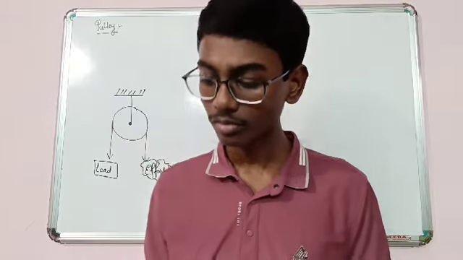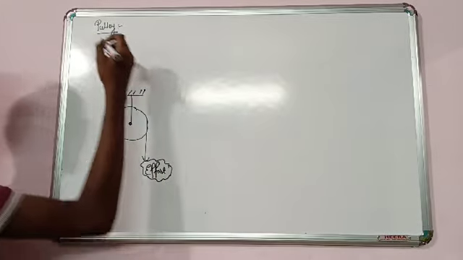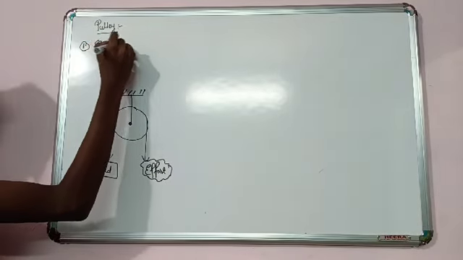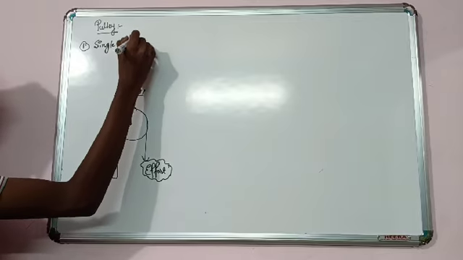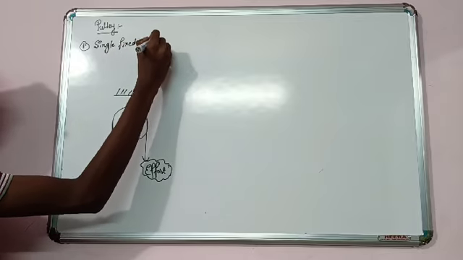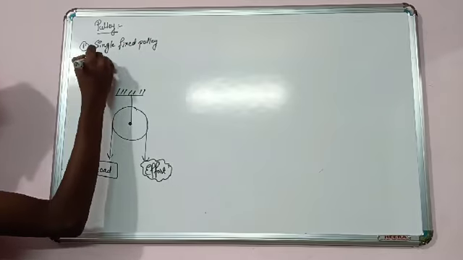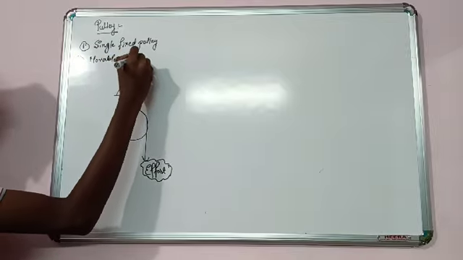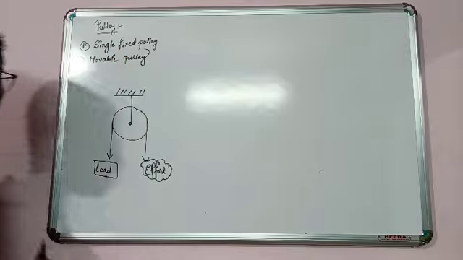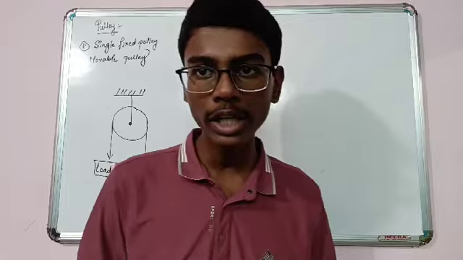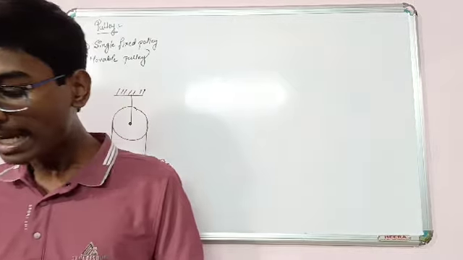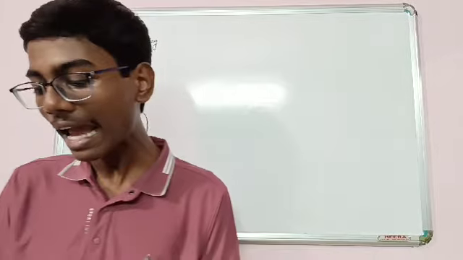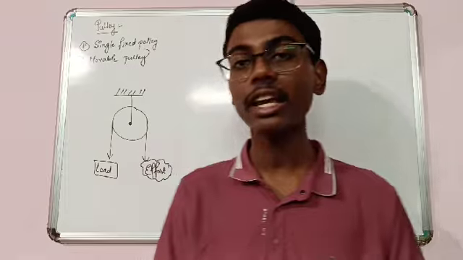Clear? Now when we talk about pulley, we have to know that there are 2 types of pulley. One is a single fixed pulley. Another is a movable pulley. So one is a single fixed pulley, another is a movable pulley. Now what is a single fixed pulley? Let me read it. A pulley which has its axis of rotation stationary in position.